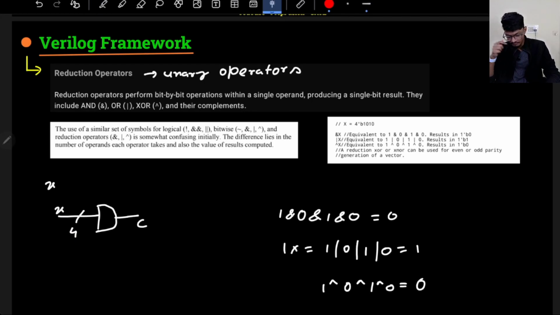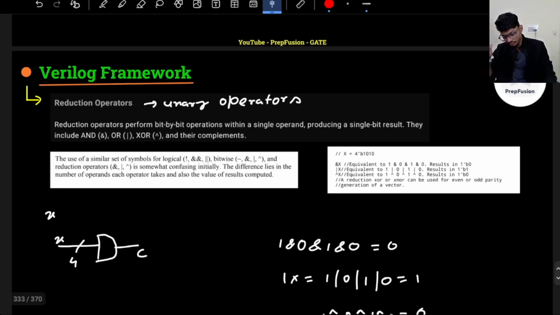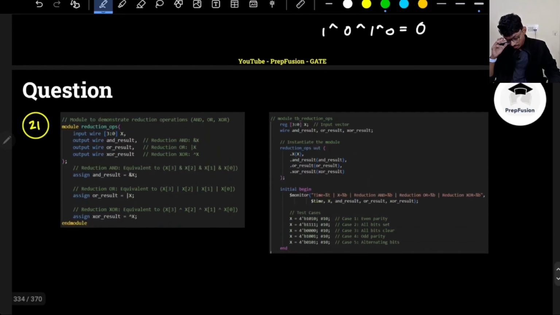Okay, how can you build a NAND gate? You have an AND gate, then you put a NOT gate, you get a NAND gate. Sometimes they are very useful for logic design, like for checking even parity or odd parity.